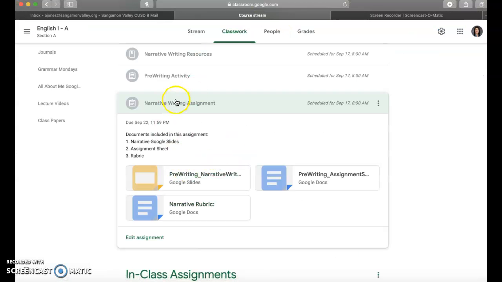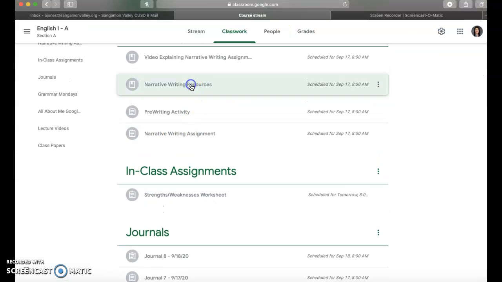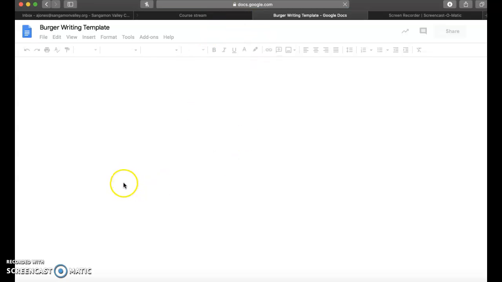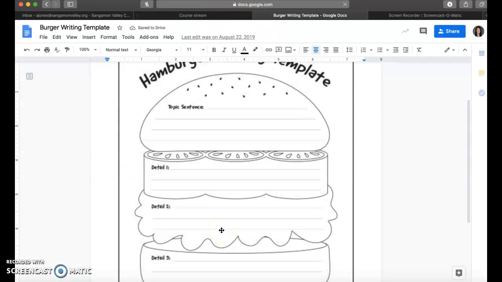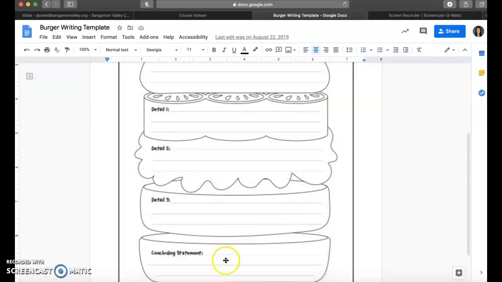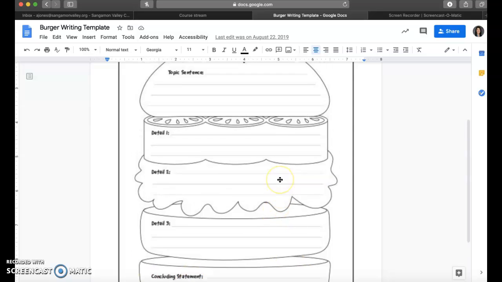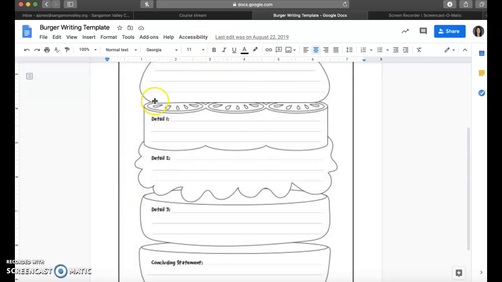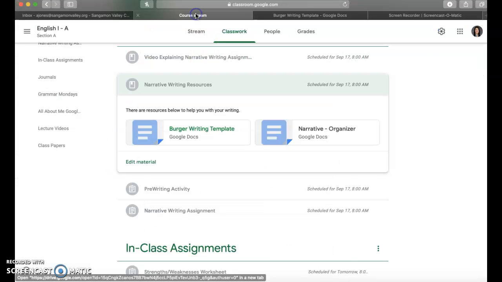All right, let's go ahead and go back to our Google Classroom. I'm going to go briefly over some resources that I have available to you. First, I have the Burger Writing Template. If you need a reminder on how to do a paragraph, okay, every paragraph should start with a topic sentence. Then you move into detail 1, detail 2, detail 3, and a concluding statement. Each paragraph should be minimum 4 sentences, okay, but aim for 5 to 6 for each paragraph.